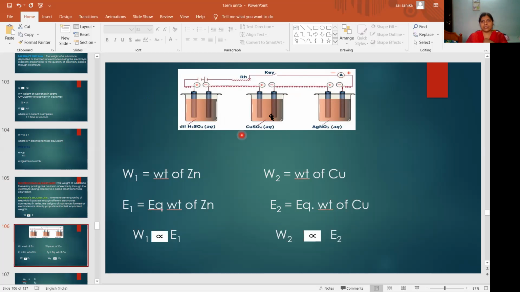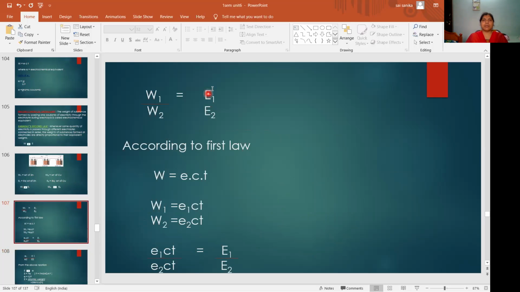Here we have H2SO4, CuSO4, AgNO3 and ZnSO4. Imagine this is ZnSO4. We take any two solutions, zinc sulfate and copper sulfate. W1 is the weight of zinc, W2 is the weight of copper. Similarly, E1 is the equivalent weight of zinc, E2 is the equivalent weight of copper. So W1 is directly proportional to E1, W2 is directly proportional to E2. The weights deposited at the electrodes are in the ratio of their equivalent weights. So W1 by W2 is equal to E1 by E2.